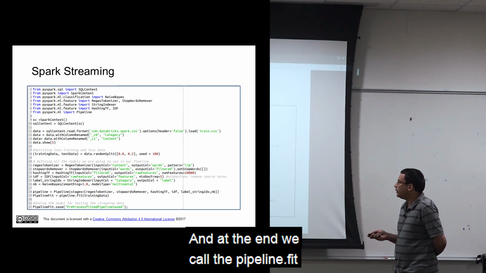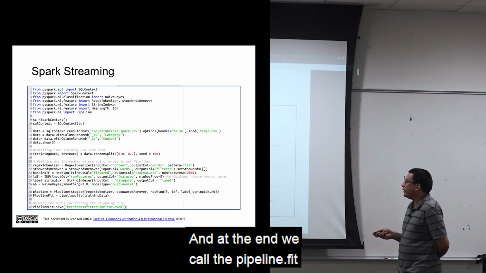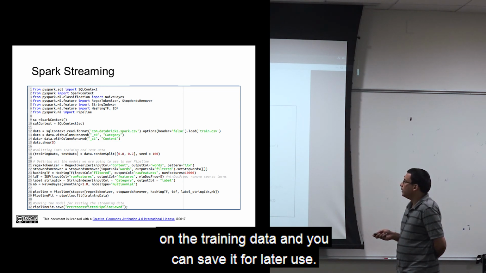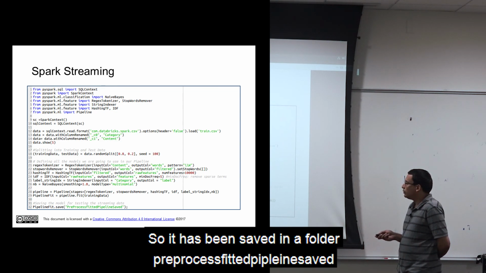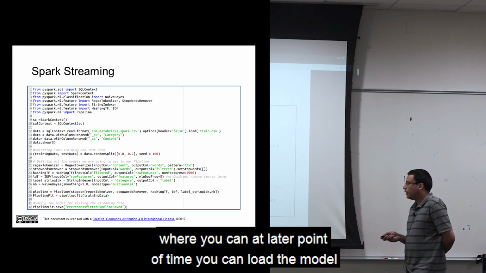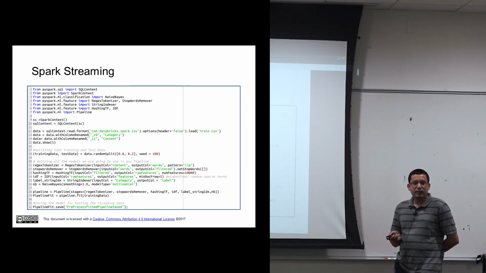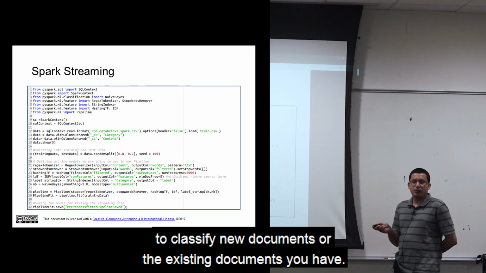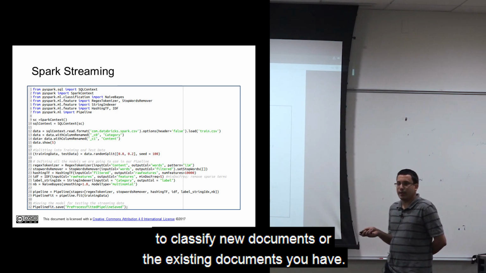And at the end, we call pipeline.fit on the training data, and you can save it for later use. It has been saved in a folder named preprocessed fitted pipeline saved, where at a later point of time you can load the model, and without doing all these steps you can use that model to classify new documents or the existing documents you have.